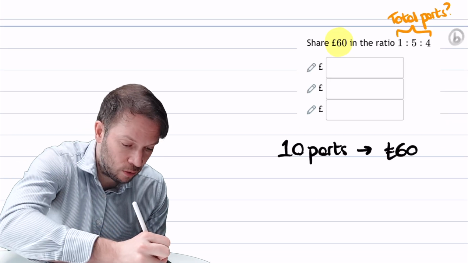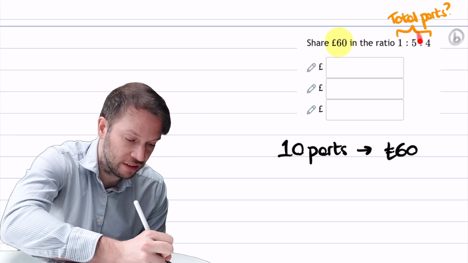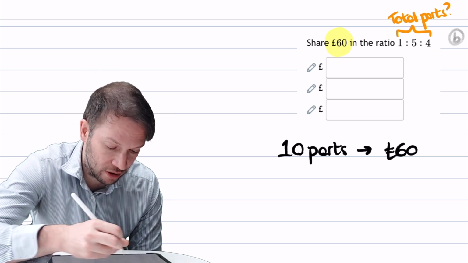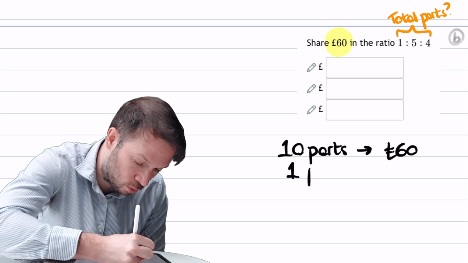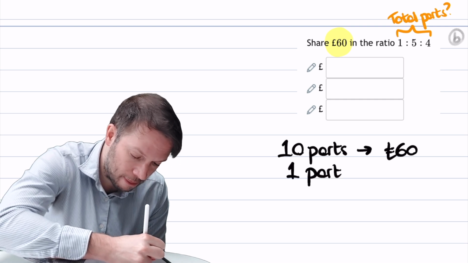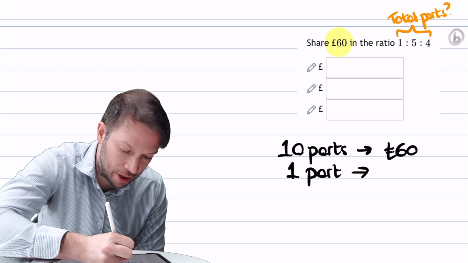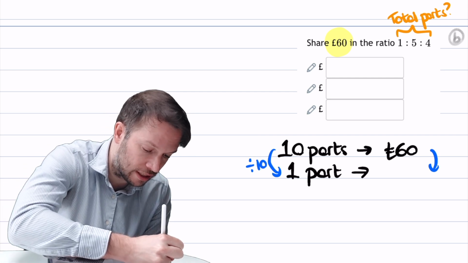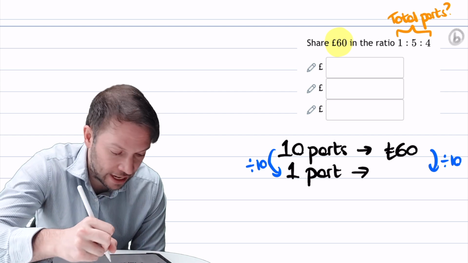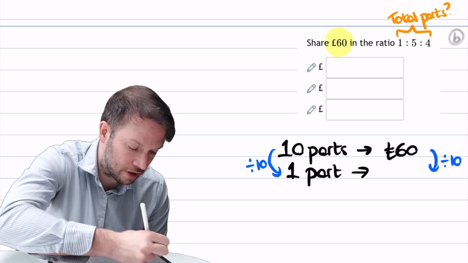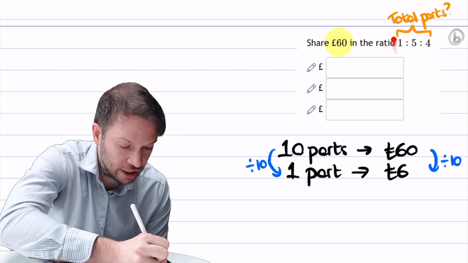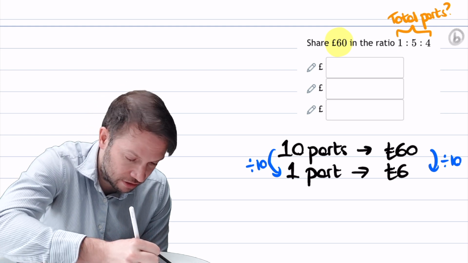Now we need to work out what 1 part is worth, what 5 parts is worth, and what 4 parts is worth. And I recommend always working out what 1 part is worth next. So let's work out what 1 part is worth. Well, to get from 10 parts to 1 part, it's 10 times smaller. So therefore we need to divide this amount by 10 to scale it in the same way. £60 divided by 10 is £6. So the 1 part in this ratio is worth £6.